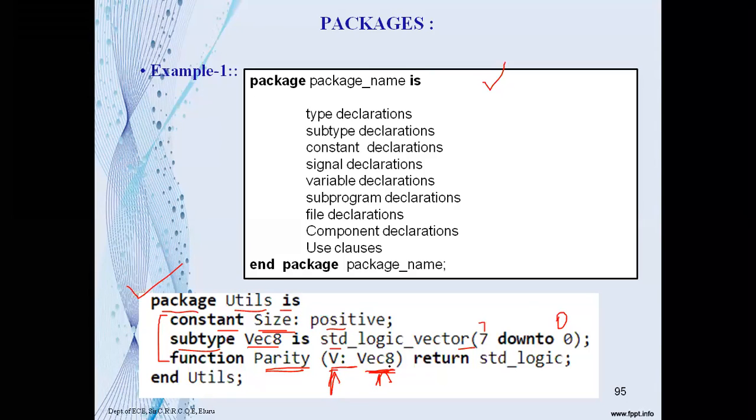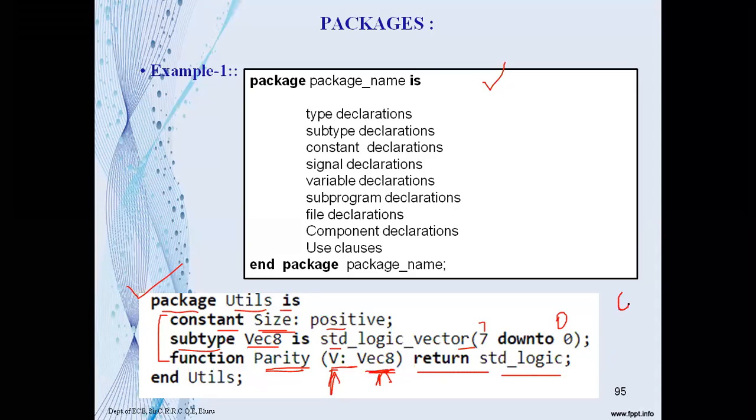It is a standard logic vector 7 down to 0. And every function must be returned with a specific type of value. So in this example, the type of value is standard logic. There is a difference between the standard logic vector and standard logic.